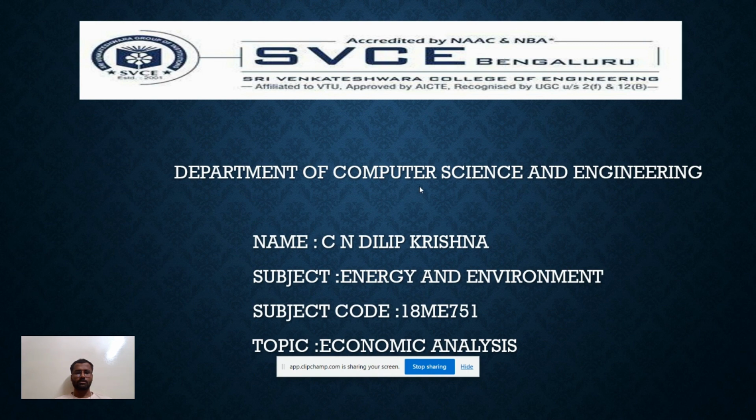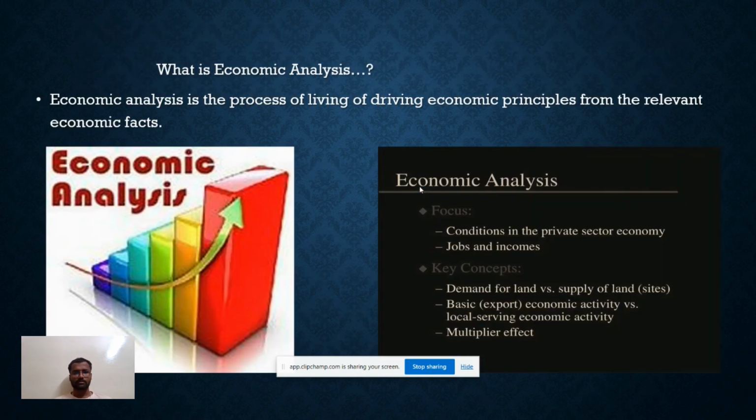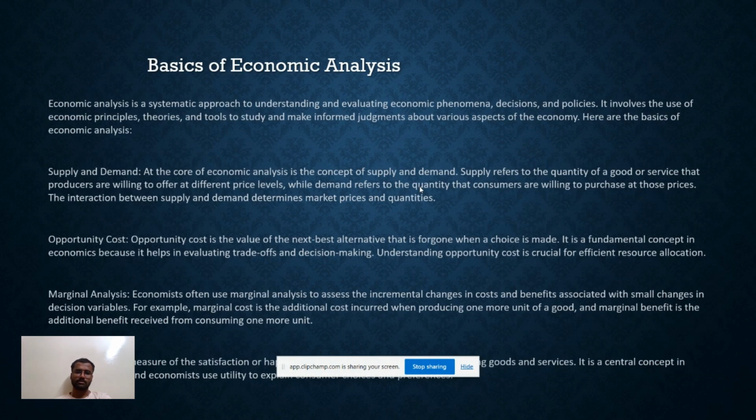So today I'm going to discuss the topic of economic analysis. What is economic analysis? Economic analysis is the process of deriving economic principles from the relevant economic facts. Mainly we have to focus on two topics: conditions in the private sector economy, and jobs and incomes. There are mainly three key points. One is demand for land versus supply of land. The second one is basic economic activities versus local serving economic activities. And the third one is the multiplier effect. Let us discuss that.